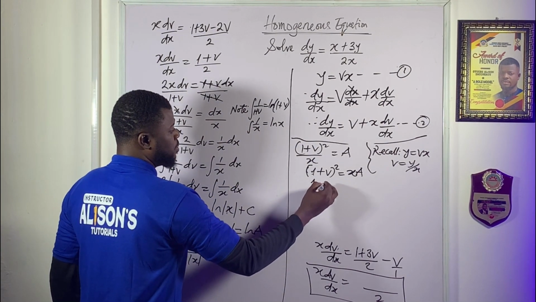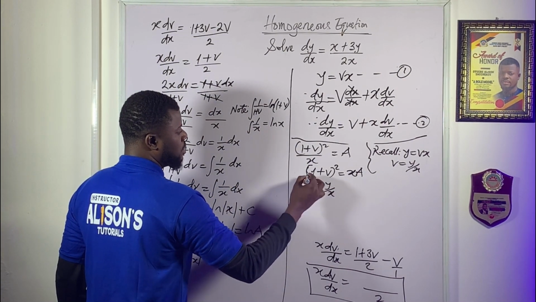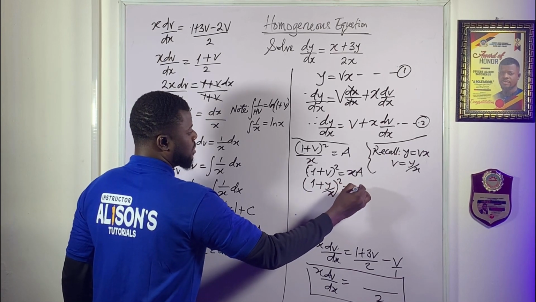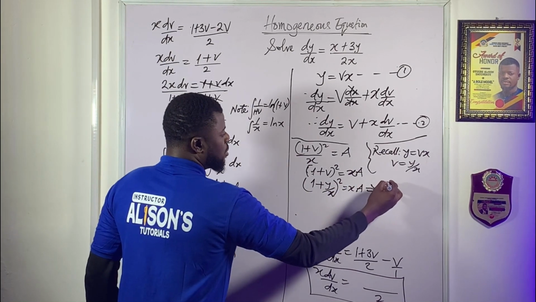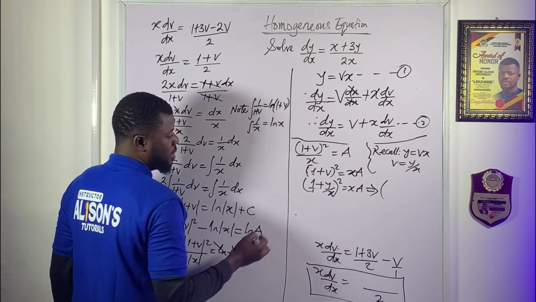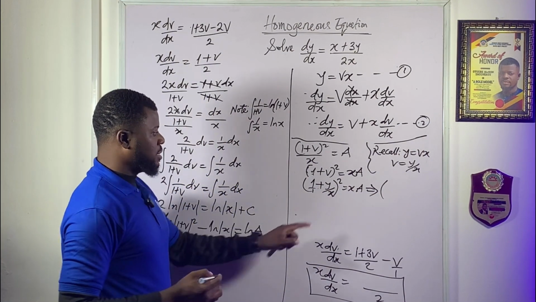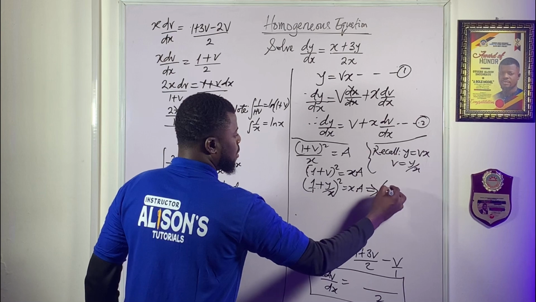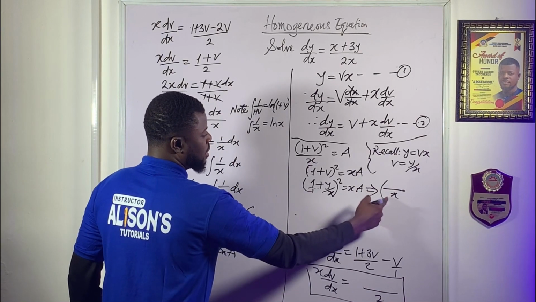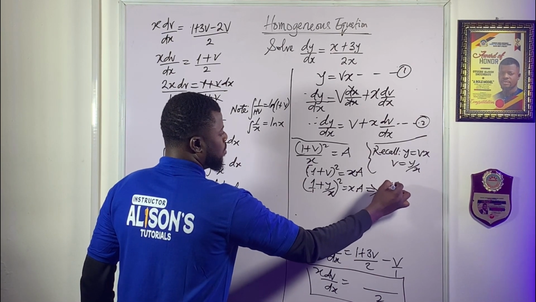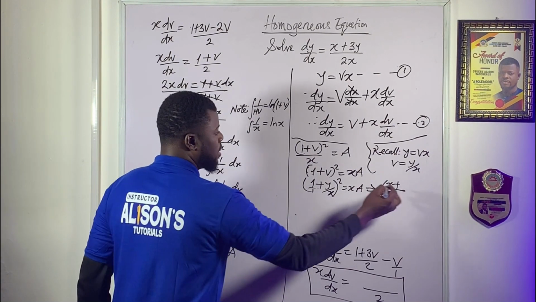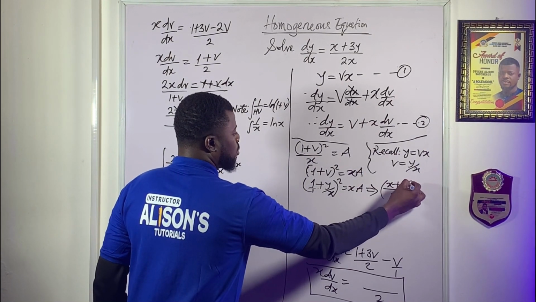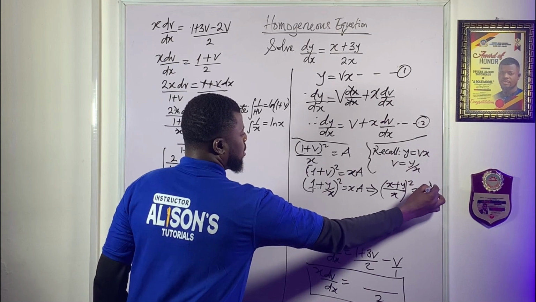So we have (1 plus y over x) all squared equal to xa. This implies that at this point, if you check this point over 1, the LCM of 1 and x is just x. So 1 going to x is x. x times 1 is x. Plus x into x is 1. 1 times y is y. All squared equal to xa.